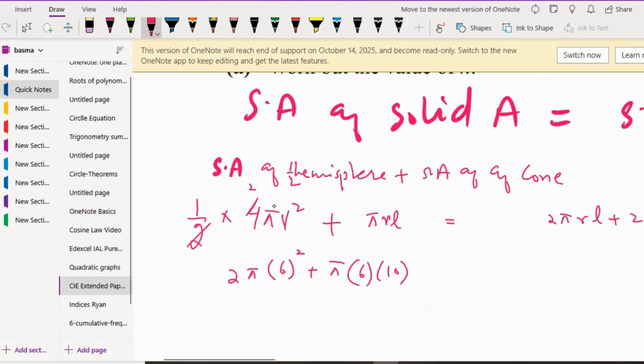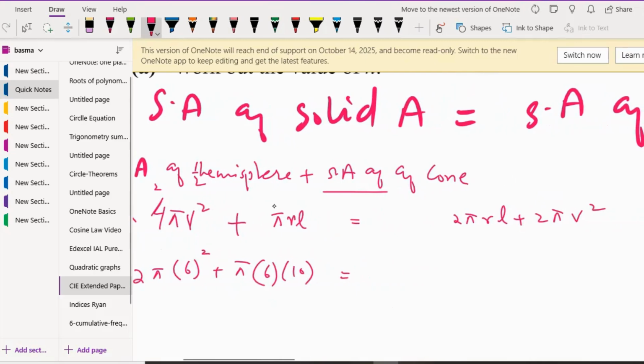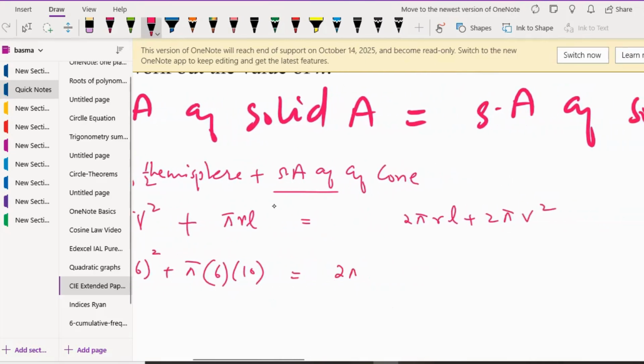So this is the surface area for solid A, where you share half of the hemisphere surface area and the surface area for the cone. This is the surface area for the cone, and that's the surface area for the hemisphere. We add them both to get the surface area for solid B, which is 2 pi r h, 2 pi r times h, the height.